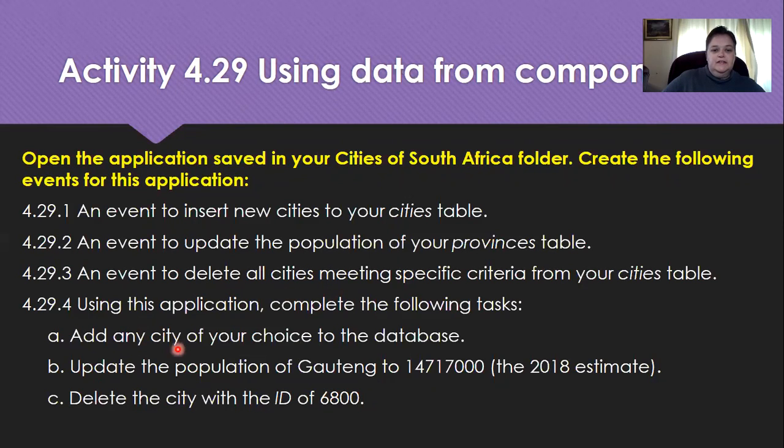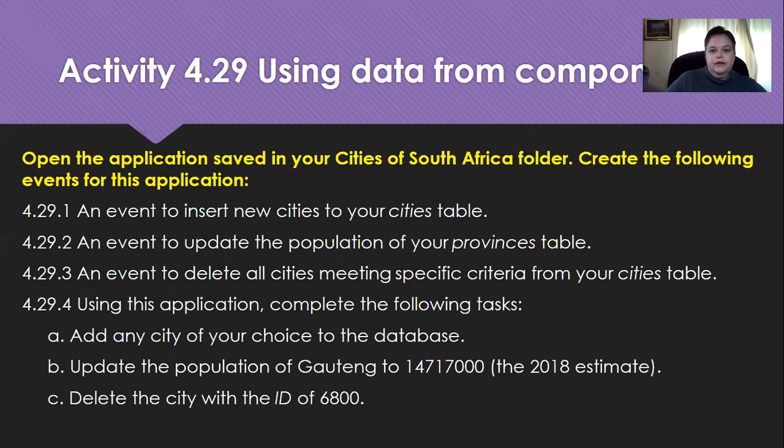You're going to add a city, so you can call it whatever you want. Update the population of Gauteng to this amount. And you are going to delete the city with the ID 6800. Okay. And then the third activity, don't worry guys, this is not all for tomorrow. I'm giving you a couple days to work through it.